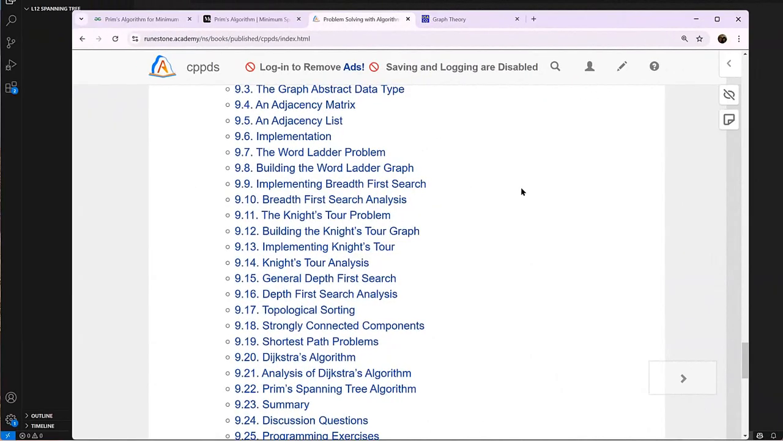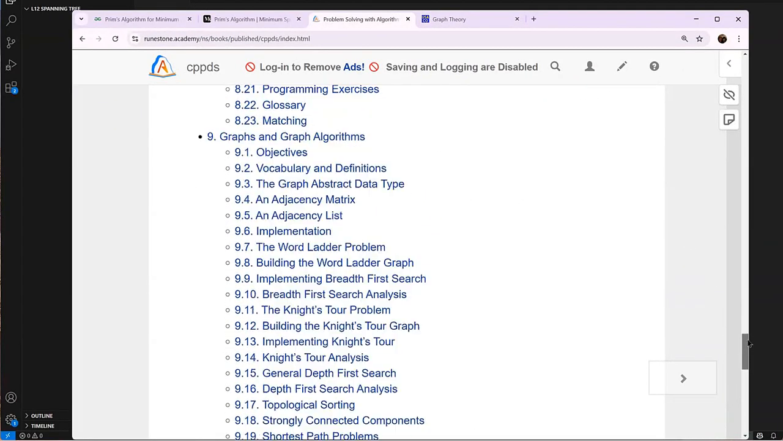Okay, it's 3 o'clock, so we'll get started. So today we continue our graph and graph algorithm discussion. And we just started on graphs.